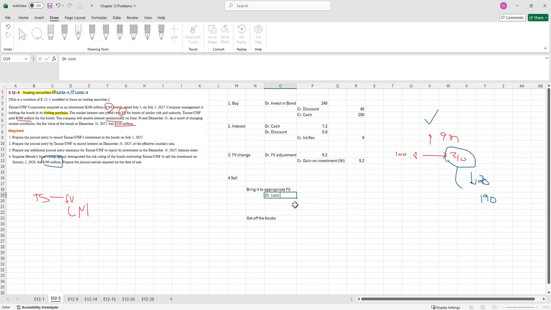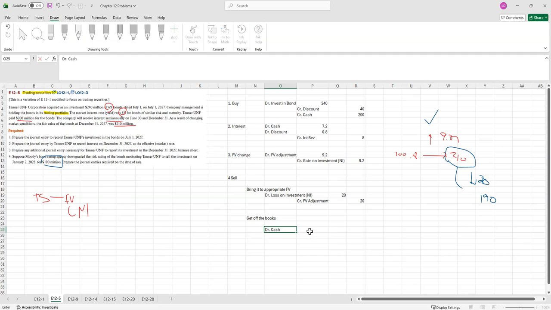We'll do debit loss on investment, net income. It's unrealized loss for 20. And then we'll do credit fair value adjustment for 20. Okay, so now it's at the appropriate amount. We've recorded everything already in the income statement. When we get it off the books, it's just kind of a reclass journal entry. So we sell it for 190. So how would we deal with that?